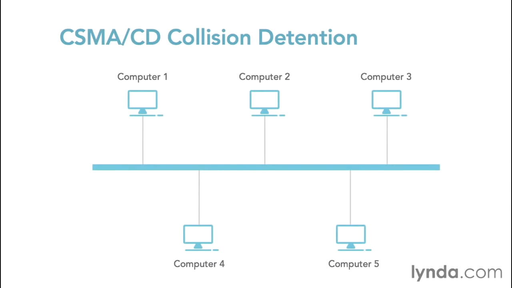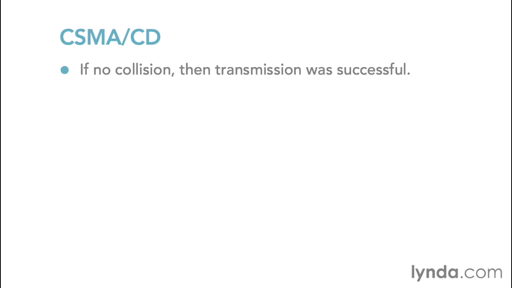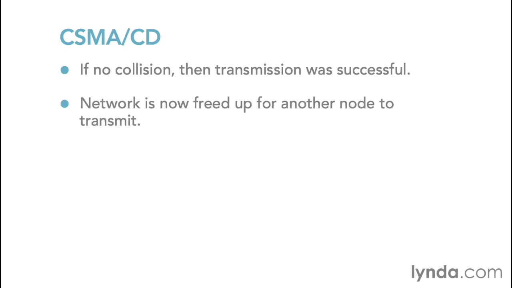This diagram here illustrates what a collision would look like. Basically, what happened is computer 1 and computer 5 both listened to the network and decided to send the packet at the same time. Well, when they did, their packets ended up hitting each other somewhere in the middle of the network, causing a collision, and therefore the data was lost and the collision was heard by all the computers on the network. If a collision doesn't take place, then CSMA/CD considers that the transmission was successful, and now the network is freed up for another node to transmit.